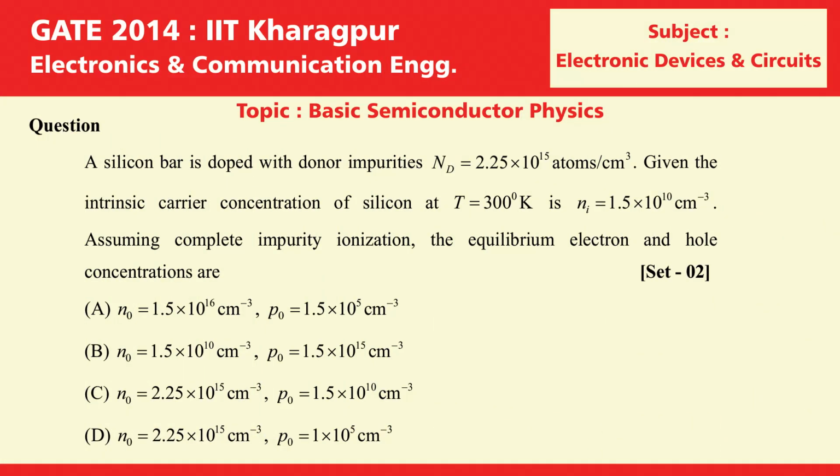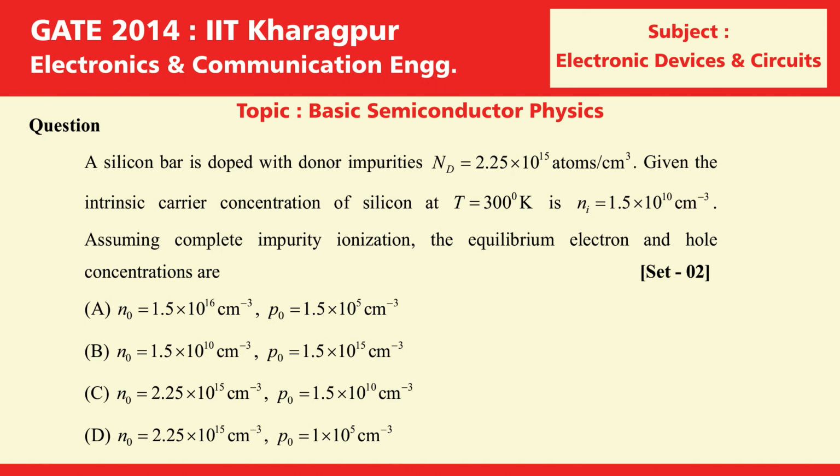This is a question from GATE 2014, set 2. The question is: a silicon bar is doped with donor impurities, ND is equal to 2.25 × 10^15 atoms per centimeter cube. Given the intrinsic carrier concentration of silicon at T = 300 Kelvin is ni = 1.5 × 10^10 per centimeter cube.